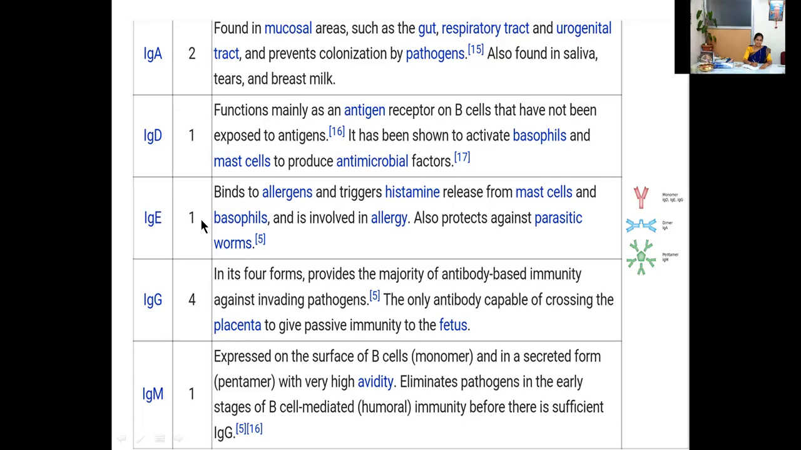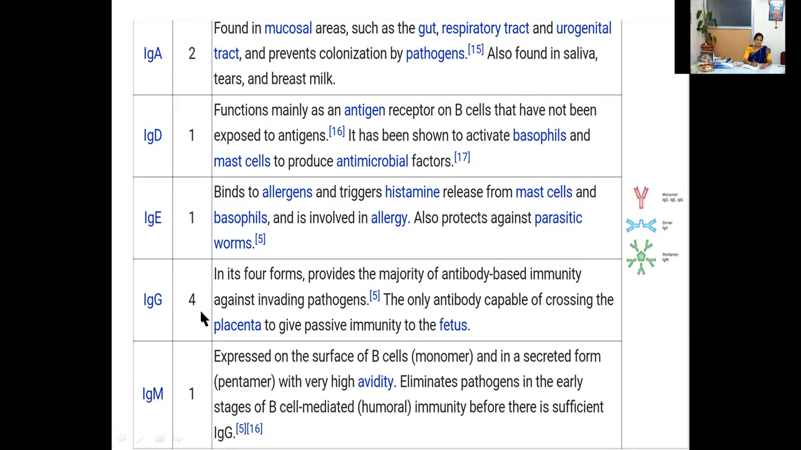IgE has only one class. It binds to allergens and triggers histamine release from mast cells and basophils, and is involved in allergy. It also protects against parasitic worms.